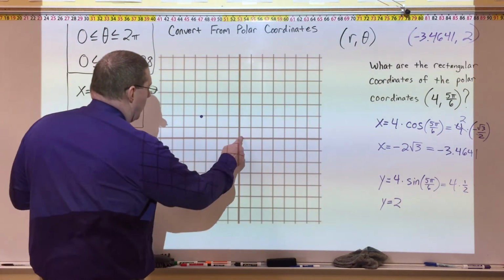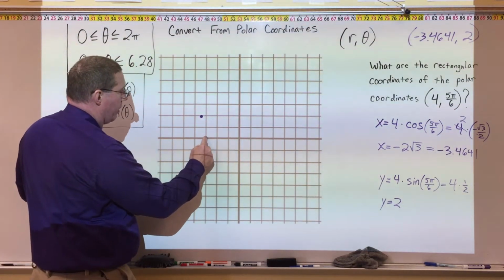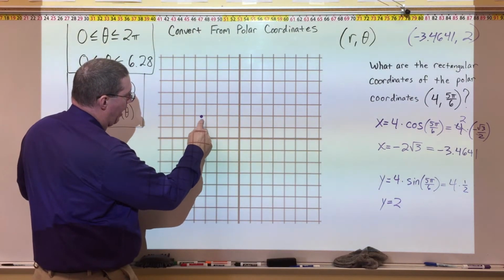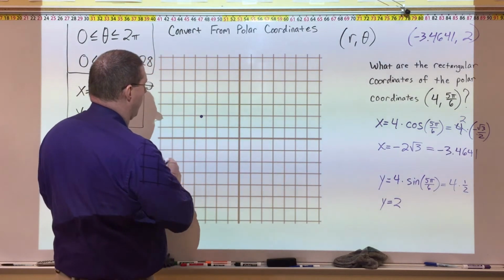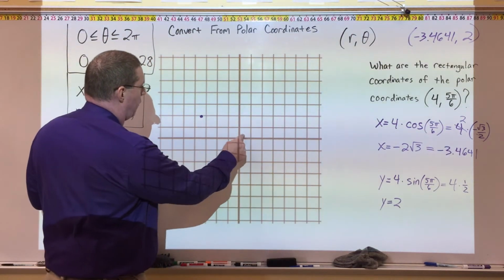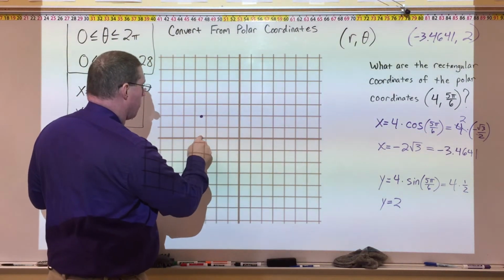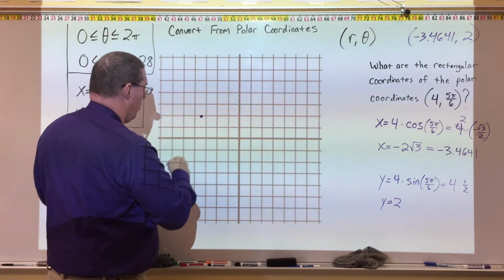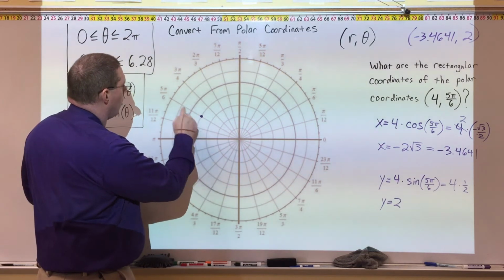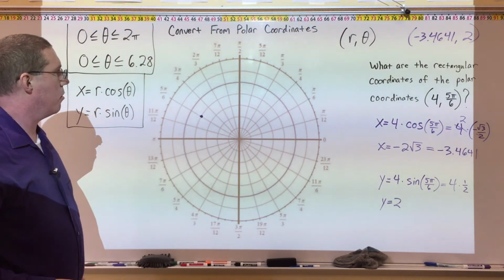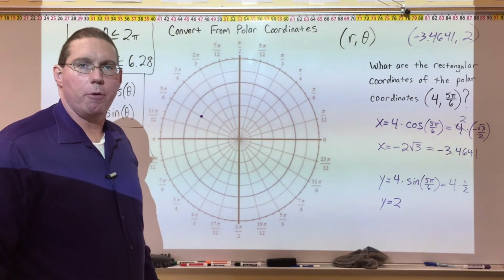All right, and here we are: negative 1, negative 2, negative 3, almost negative 3.5, and there's a positive 2. This is probably just a little off because of my scaling, but sure enough, you can see that negative 3.46 and positive 2 is the same thing as radius of 4 and 5 pi over 6, okay? Let's do a couple more examples.